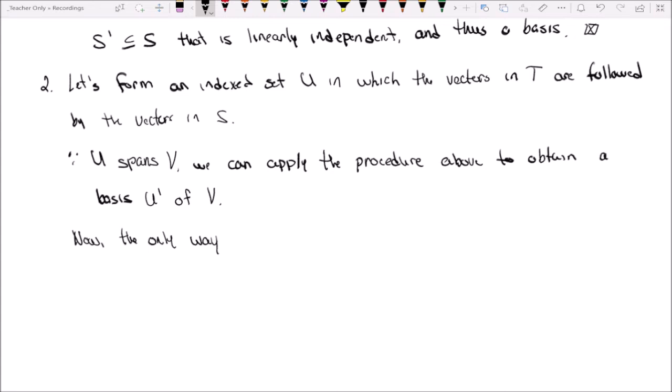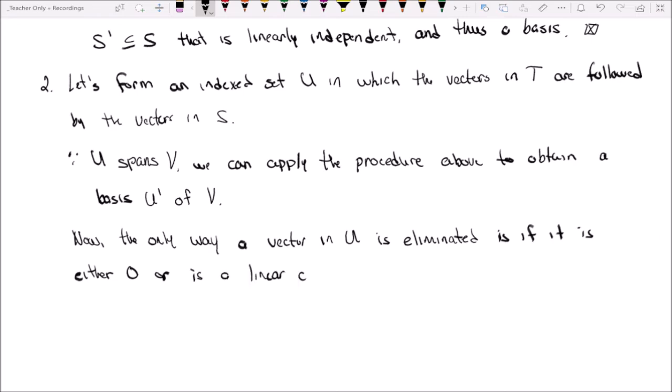The only way that a vector in U is eliminated is if it is either 0 or it is a linear combination of the preceding.